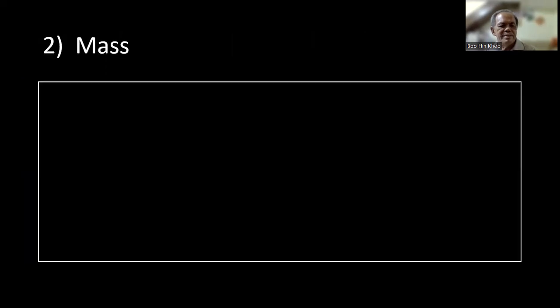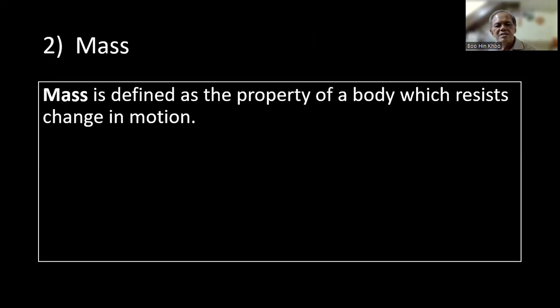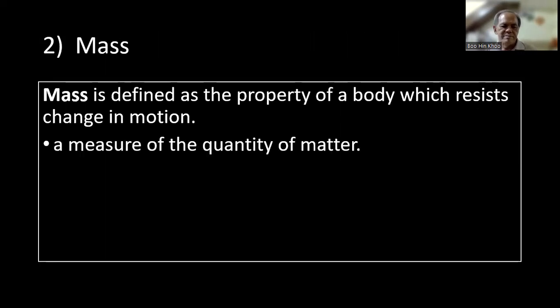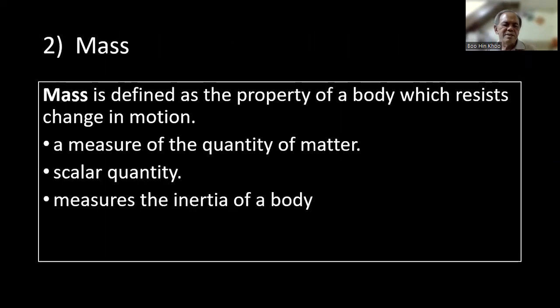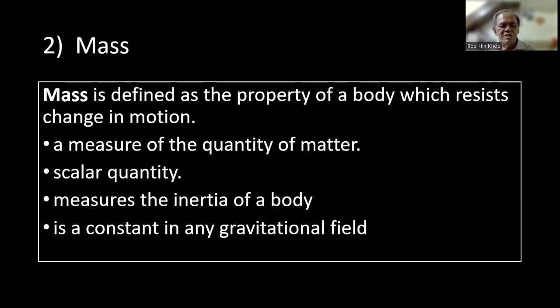Okay, so we define mass as a property of a body which resists change in motion. A measure of quantity of matter, a scalar quantity, it measures the inertia of a body. It's a constant in any gravitational field. It doesn't matter if you take it to the moon, the sun, or a star, it will still have the same value.